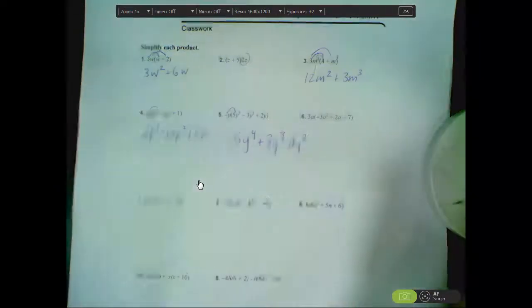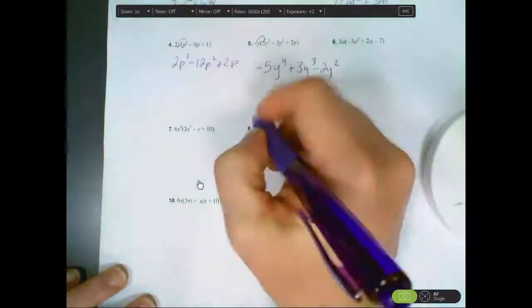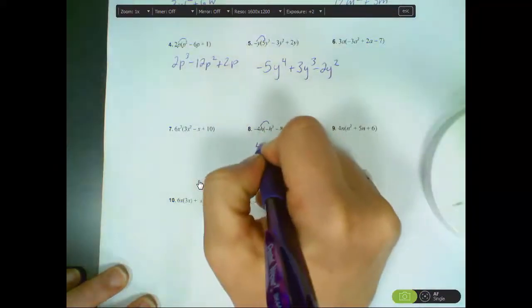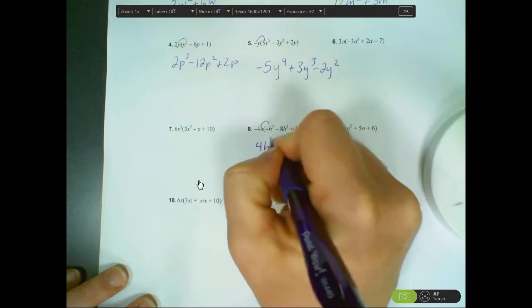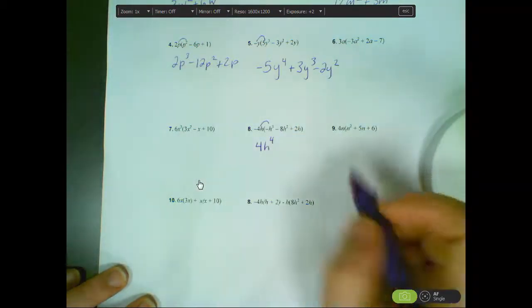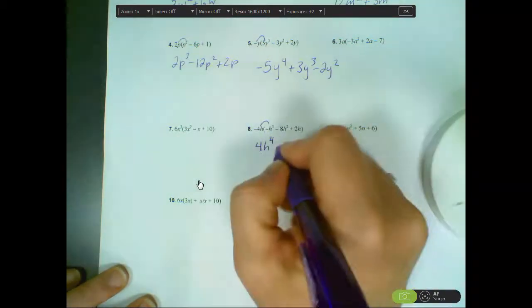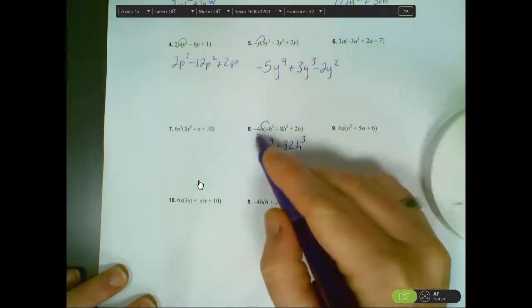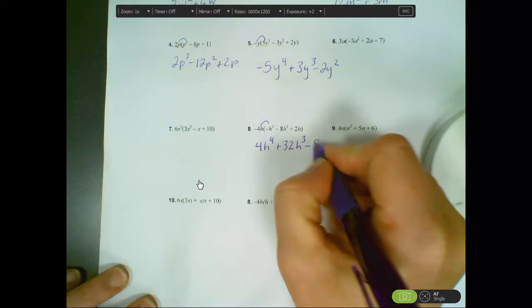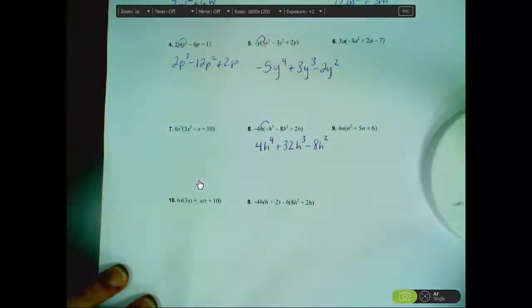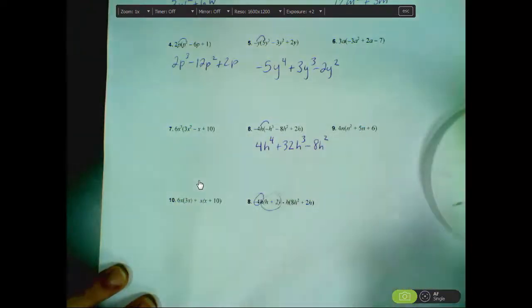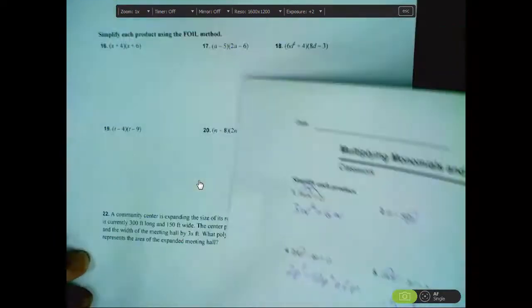Okay, let's do one more. Negative 4h times negative h cubed. Well, negative 4 times negative 1 is positive 4. And h times h cubed is h to the 4th. Negative 4h times negative 8 is plus 32h cubed. Negative 4h times positive 2h is negative 8h squared. Okay? Monomial times polynomial. Now let's move on to a binomial times a binomial.